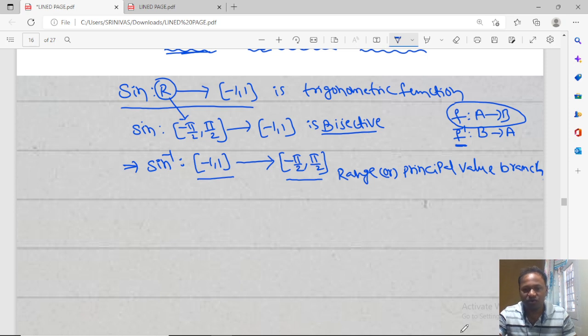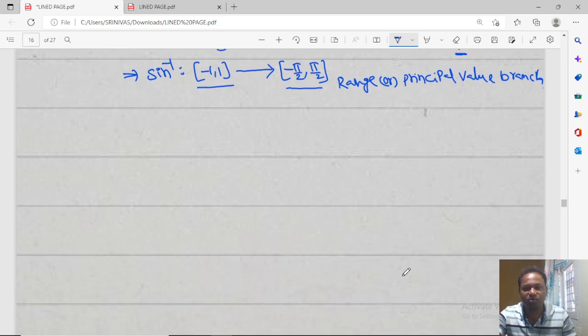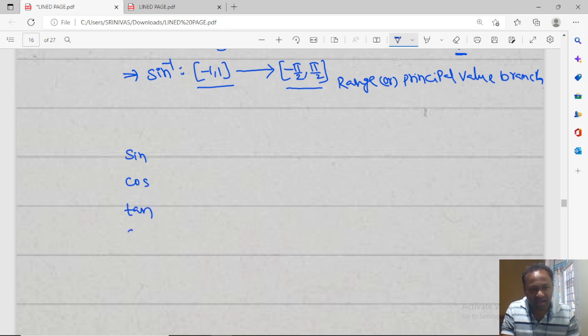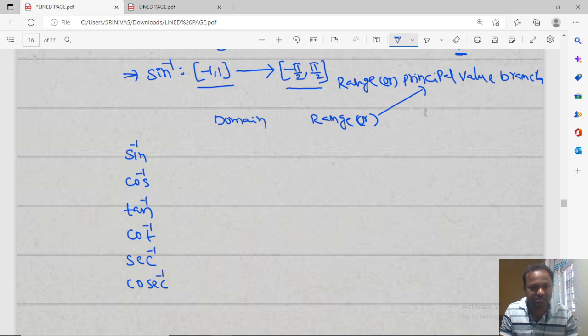An easy way I will tell how to remember these. First I will write sine, cos, tan, cot, sec, cosec. Here I will write the domain as well as the range, or we can say the principal value branch. Simple: sine inverse, cos inverse, tan inverse, cot inverse, sec inverse, cosec inverse.